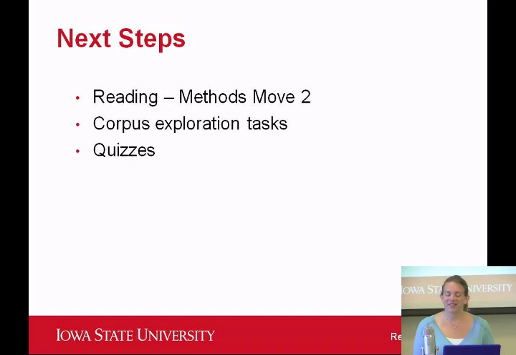Now that we've made it through these 7 steps, you've got a few more tasks to do yourself. First, go look at that reading. That will help you look at how all these 7 steps function, and to again get more examples of what they look like and how they interact. Of course, you'll have your corpus exploration tasks to do, and these are really important to see how the 7 steps I've talked about here actually translate into your particular field. And of course, the quiz to check your understanding about what you've learned from the lecture and from your reading. All right, next up, we'll talk about Move 3.